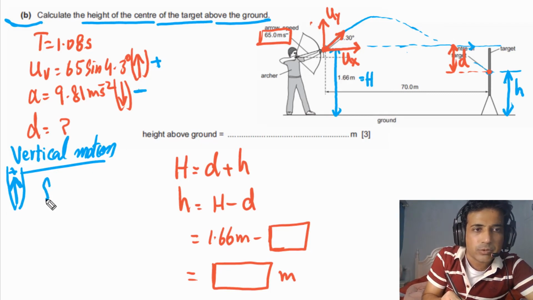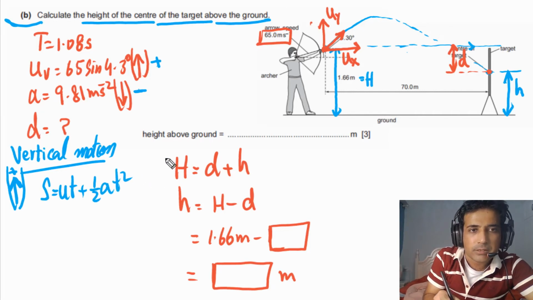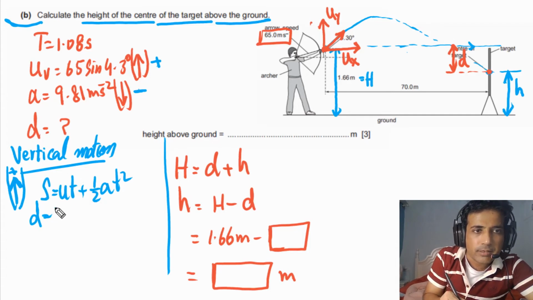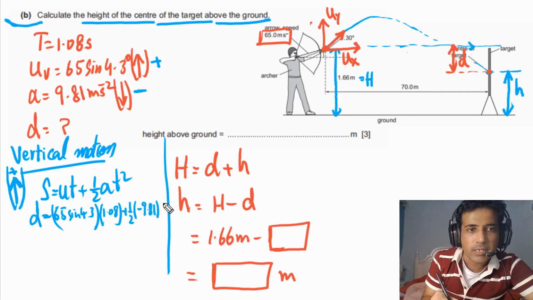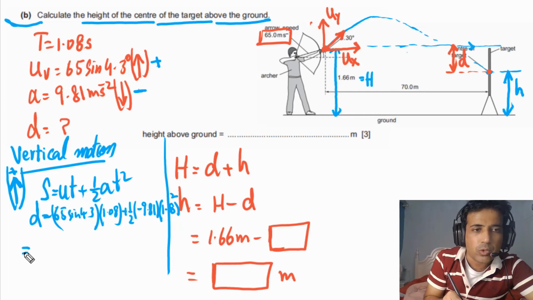So simply we can use s is equal to ut plus 1/2 at squared. s we need to find out, so that is equal to d. u, the initial velocity, is given, that is 65 sine of 4.3 degrees, multiplied with 1.08, plus 1 by 2, and a is negative 9.81. This is negative because this is down. We have taken up as positive, and the value of time we have, that is 1.08 squared. Now we need to solve this one for d.